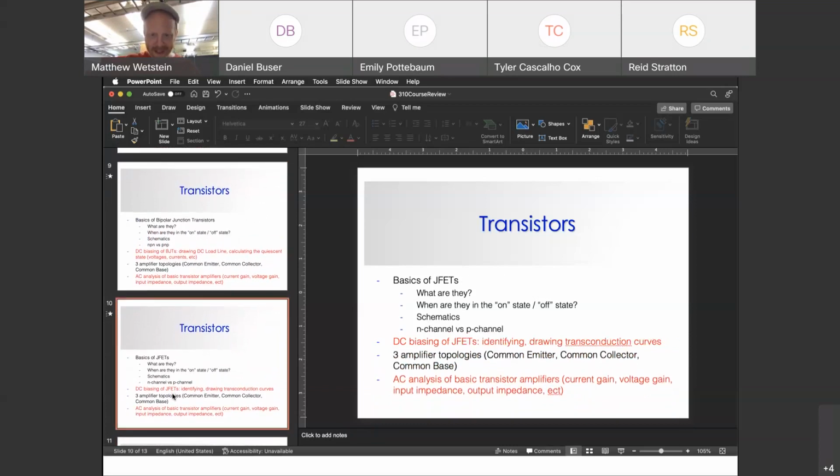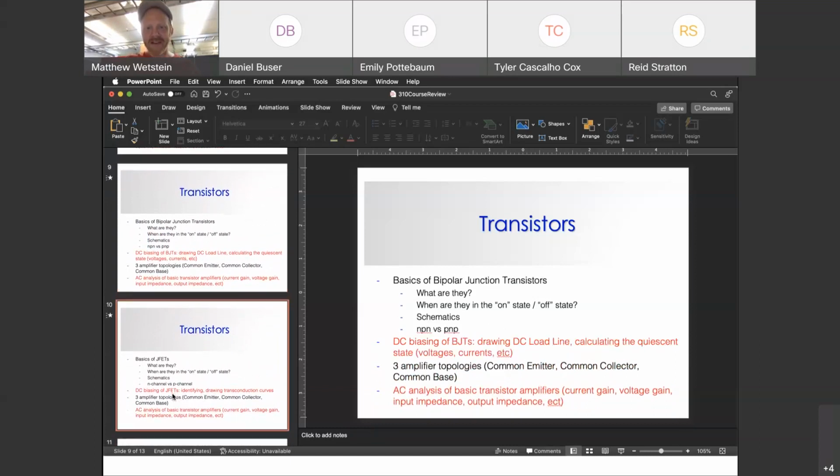This is really weird. Some of these slides are the same thing, just slightly different. Oh, this is JFETs. Yeah, okay.